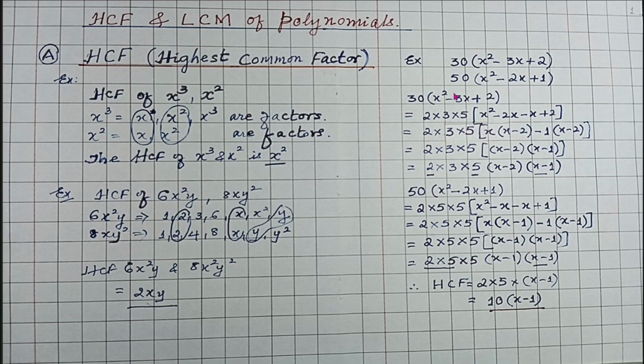Same way, factorize the next, 50(x² − 2x + 1). That is, 50 becomes 2 into 5 into 5, and the factors of x² − 2x + 1 by the middle term splitting method will be (x − 1)(x − 1). Now take what is common in this. The common is 2 and 5, so the HCF is 10. And what is common in the algebraic terms here? (x − 2), (x − 1), (x − 1), (x − 1), so (x − 1) is common. Therefore 10(x − 1) is the HCF of the given two algebraic expressions.